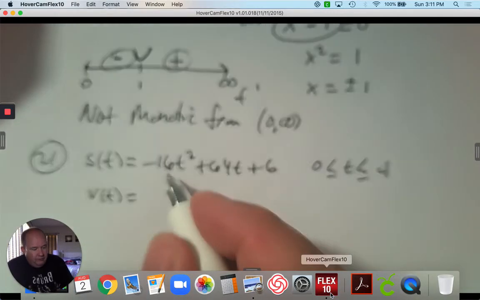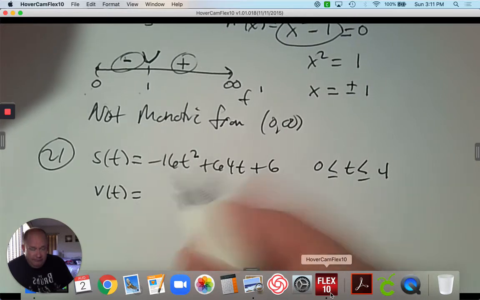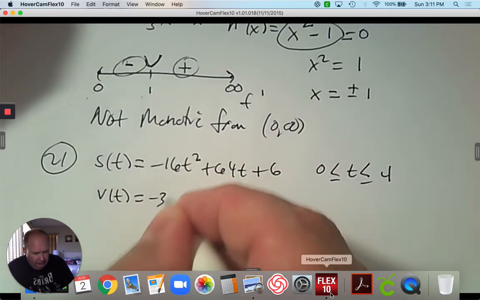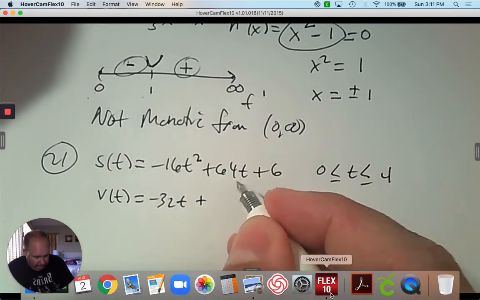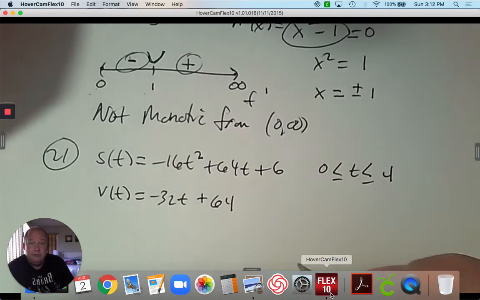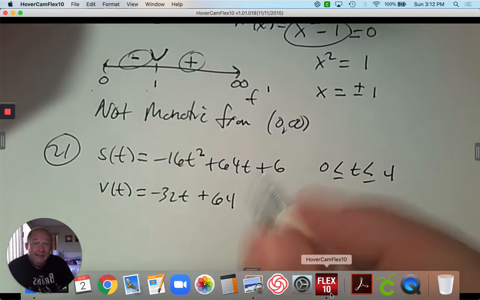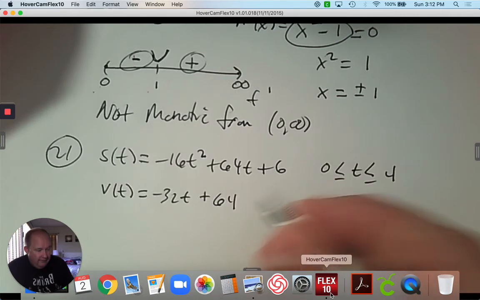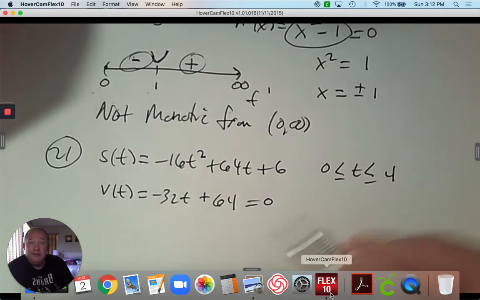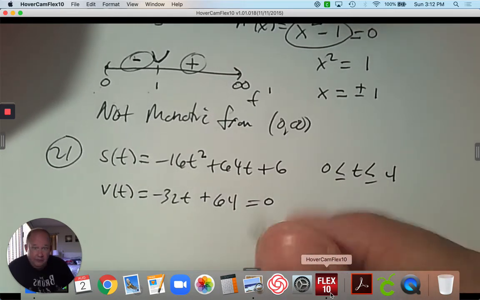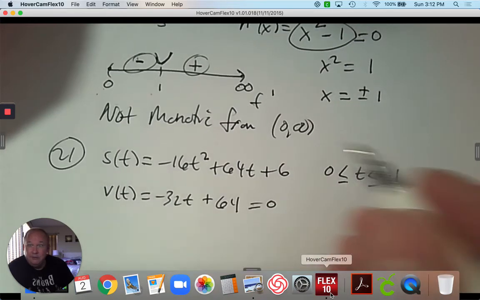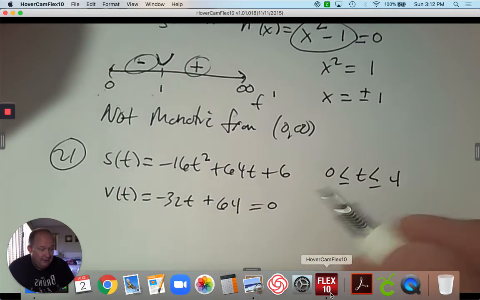So what is the velocity? What is the derivative of this? 2 times negative 16. Subtract 1 from the exponent. The derivative of 64t is just 64, and the derivative of 6 is 0. So there, I make it equal to 0, and now I'm going to solve to know when the velocity is 0, and then I'm going to create intervals and test them to see if they're positive or negative.